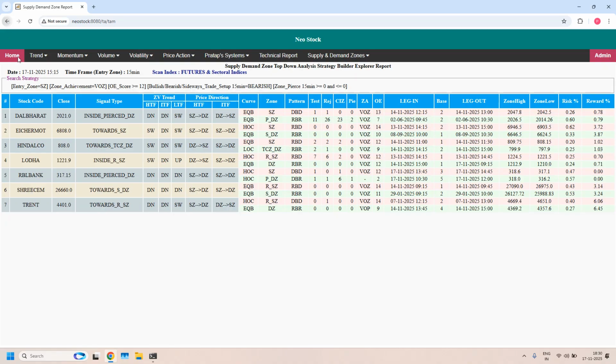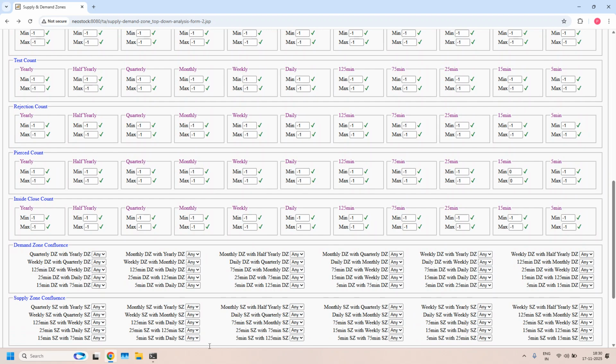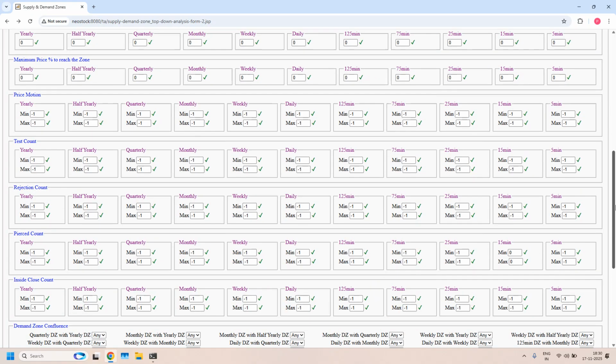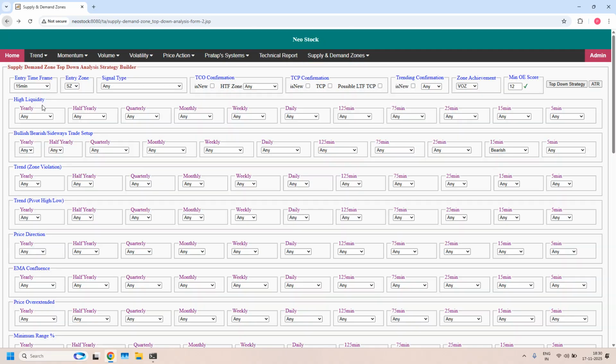So first strategy, first step, I am applying LTF and ITF supply zone confluence, that is 15 minutes and 75 minutes supply zone confluence. By enabling the filter and applying on the 7 stocks, we got 4 stocks. In all the 4 stocks, these 15 minute supply zones are overlapped with the 75 minute supply zone. And 75 minutes trend, ITF trend, is downtrend in all the 4 stocks. Let's again filter based on EMA confluence at 75 minute supply zone with daily EMA confluence.